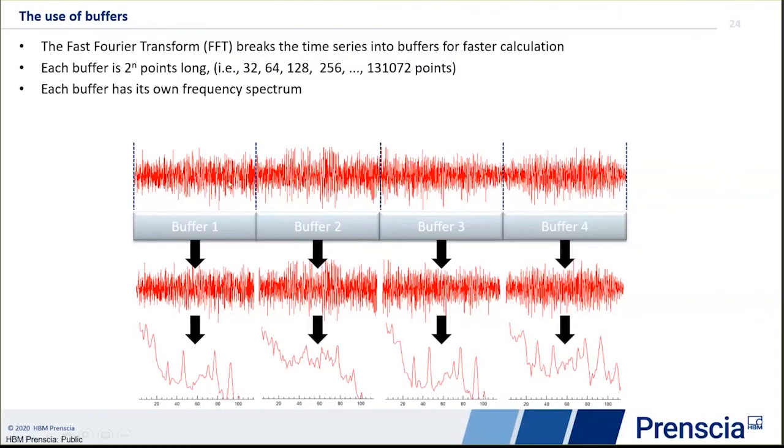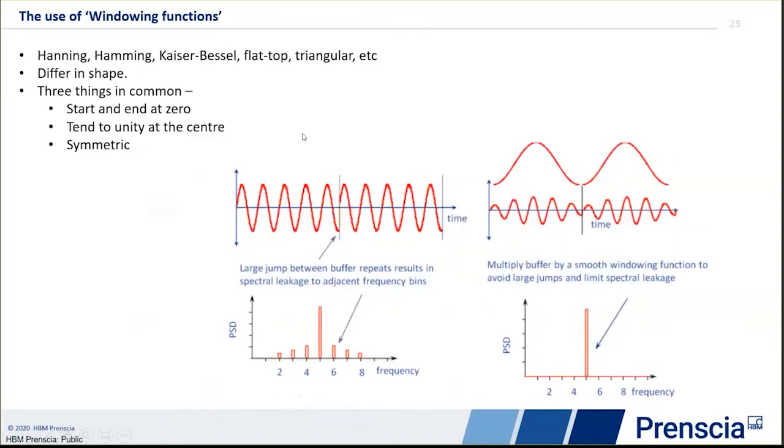When we look at buffer 1, buffer 2, buffer 3, each individual buffer is converted into a frequency spectrum as an individual PSD. Further, these PSDs are combined together to produce a joint representation of time as well as frequency. Okay. Right.